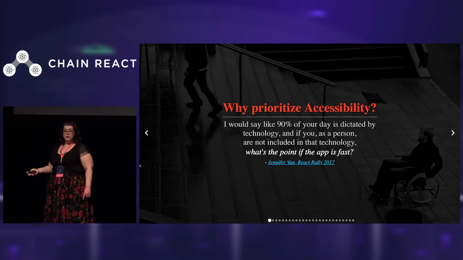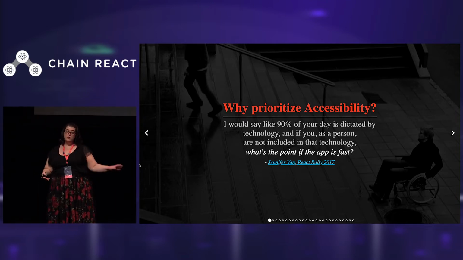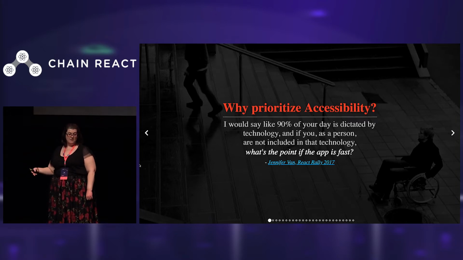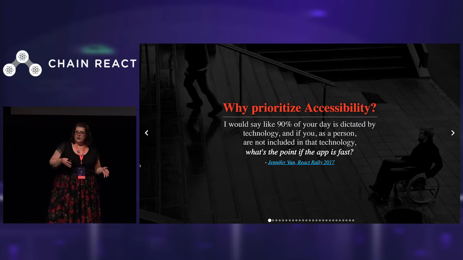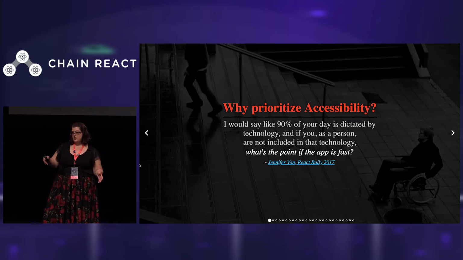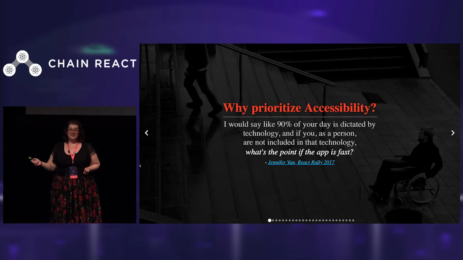Why prioritize accessibility? I would say like 90% of your day is dictated by technology. And if you as a person are not included in that technology, what's the point if the app is fast? This was one of those moments in my life where I was sitting in a conference, and most of the time we're there to see our friends, maybe learn something new. But sitting at React Rally and watching Jennifer Van stand on that stage and say that was an absolute light bulb moment for me. What's the point if your app is fast, if you can't even use it?